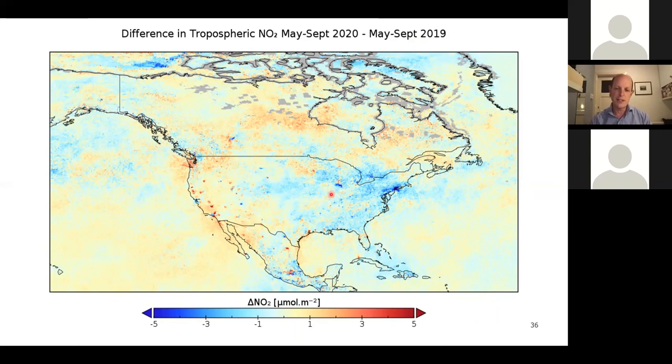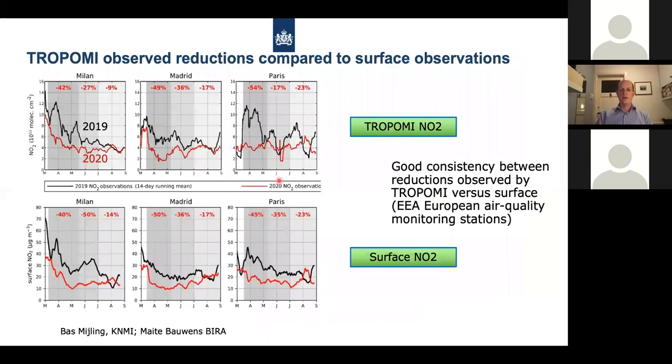But we also see some other things, like for example here in the west, we see some red spots, and these are actually related to the much bigger fire season this year compared to the previous years. When you look, for example, here over the urban areas of San Francisco, we again see a strong decrease in NO2 due to the COVID measures.